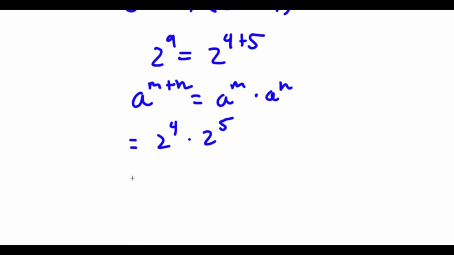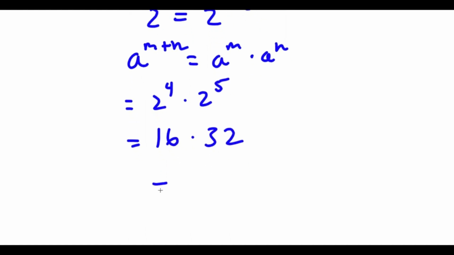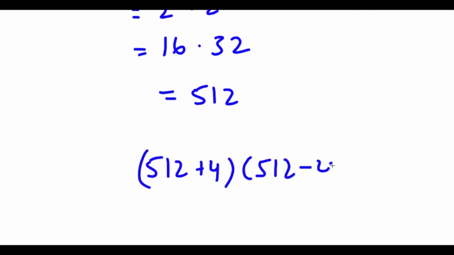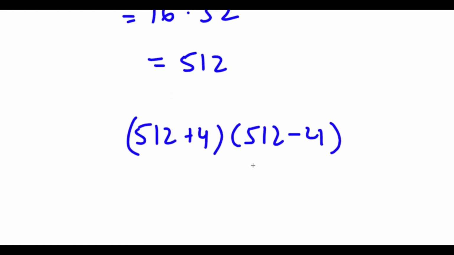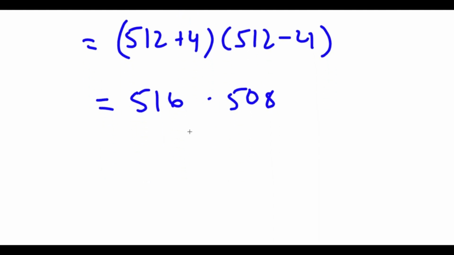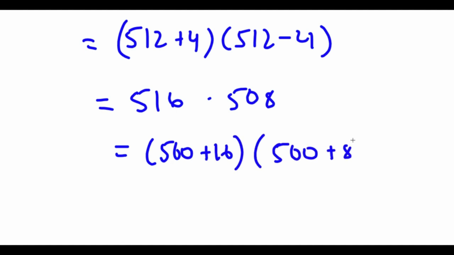Now 2 to the power of 4 is equal to 16, and 2 to the power of 5 is equal to 32. So I have 16 times 32, which is equal to 512. So now I have 512 plus 4 times 512 minus 4. Now 512 plus 4 is 516, and 512 minus 4 is 508. Now I'm going to rewrite these. I'm first going to rewrite 516 as 500 plus 16, and I'm going to rewrite 508 as 500 plus 8.